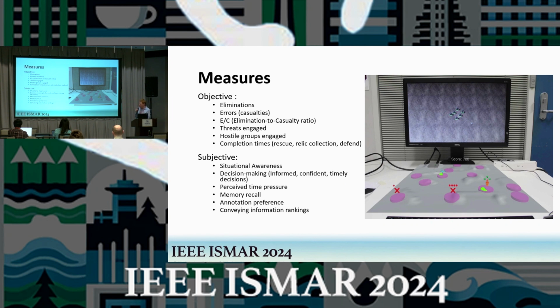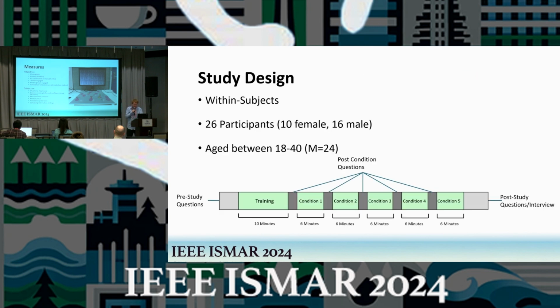Okay, and the measures for this study were eliminations, casualties, enemies engaged, threat levels engaged, hostile groups engaged, the elimination to casualty ratio, which we call EC in this case, and completion times for the performance metrics. The subjective metrics that we looked at were situational awareness, decision-making, perceived time pressure, memory recall, information conveyance, and annotation preference. We used a mixture of a semi-structured interview for these and also some questionnaires between each of the conditions.